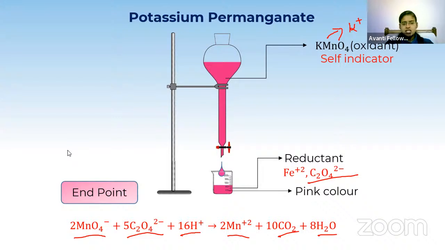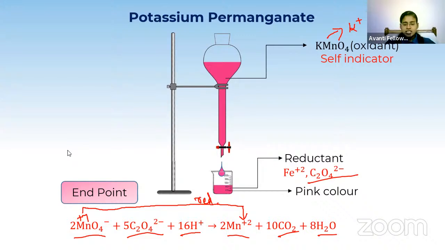So here what is happening? The manganese oxidation state in the reactant is +7. So manganese is moving from +7 to +2. So what is this? This is reduction. Okay, this is called reduction.